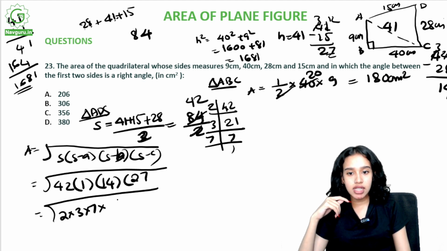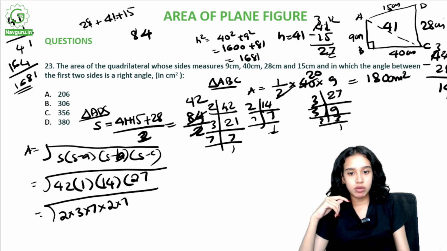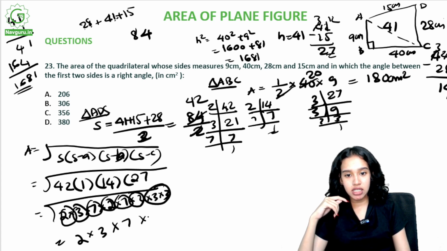Now 14, factorize it. So we have 2 and 7. So 2 into 7. And for 27, we have 3 nines, then again 3 threes, and 3 ones. So 3 into 3 into 3 it is. So we have 2 and 2 becomes 2 here, 3 and 3 becomes 3, 7 and 7 we have 7, and 3 and 3 is again 3.